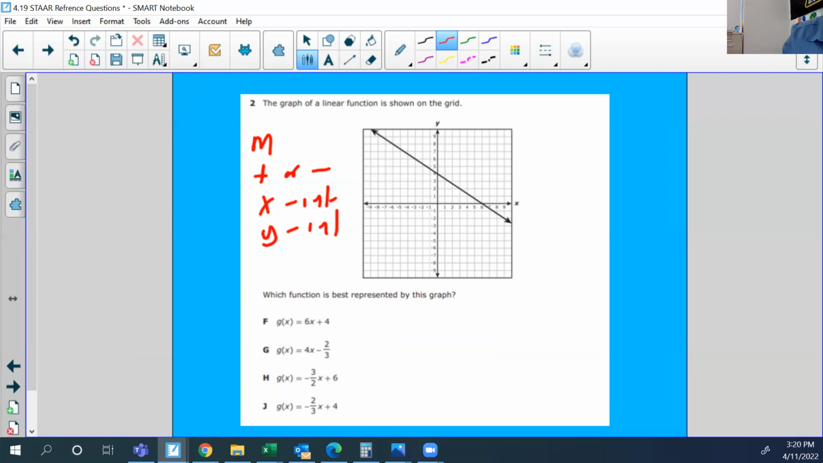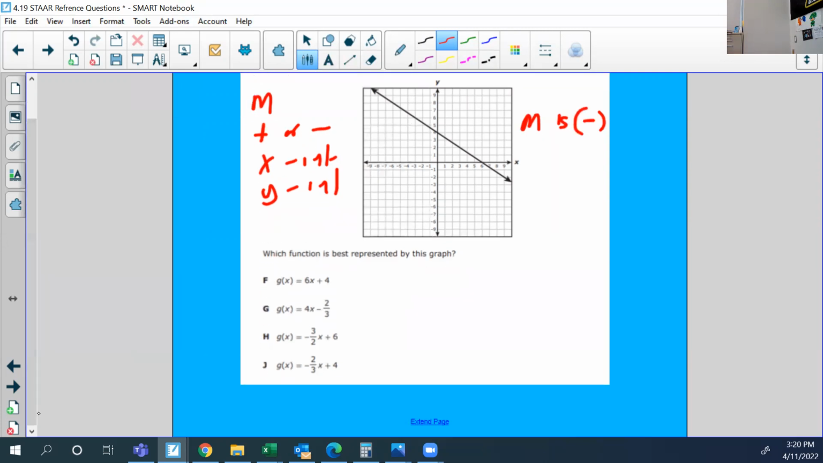By looking at this graph right here, I can see that the slope is negative because it's going down from left to right. So the slope is negative, so m is negative. Just by looking at the answer choices, I can eliminate F and G because those are positive. Now I'm just left with H and J.